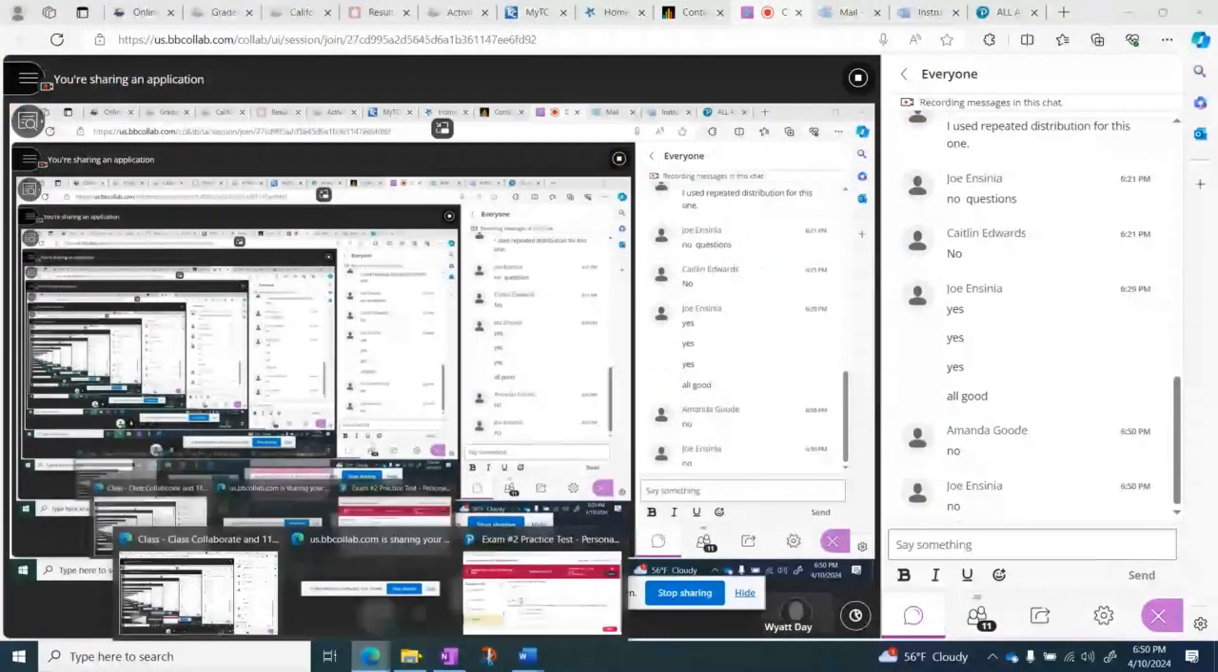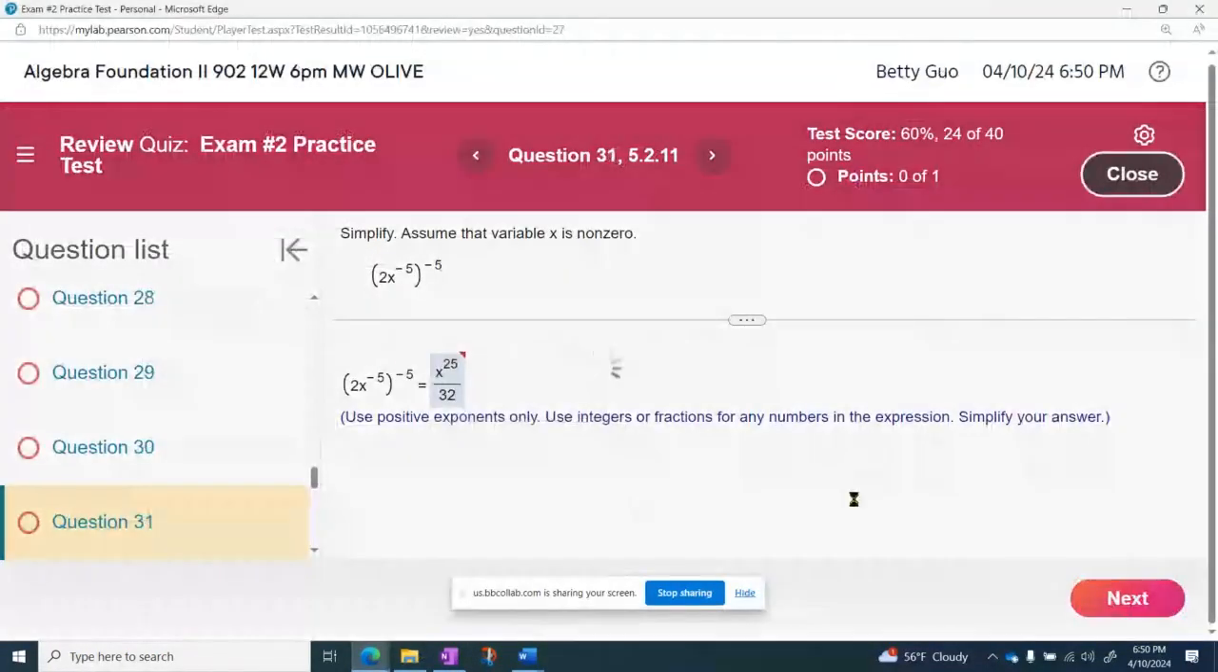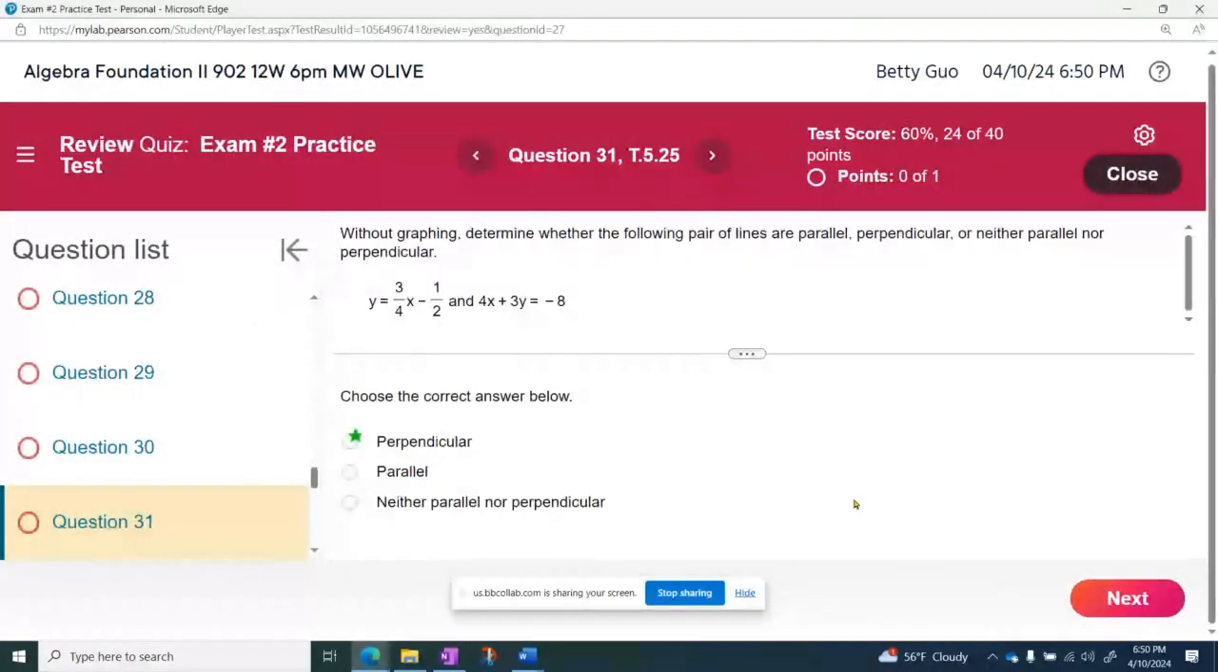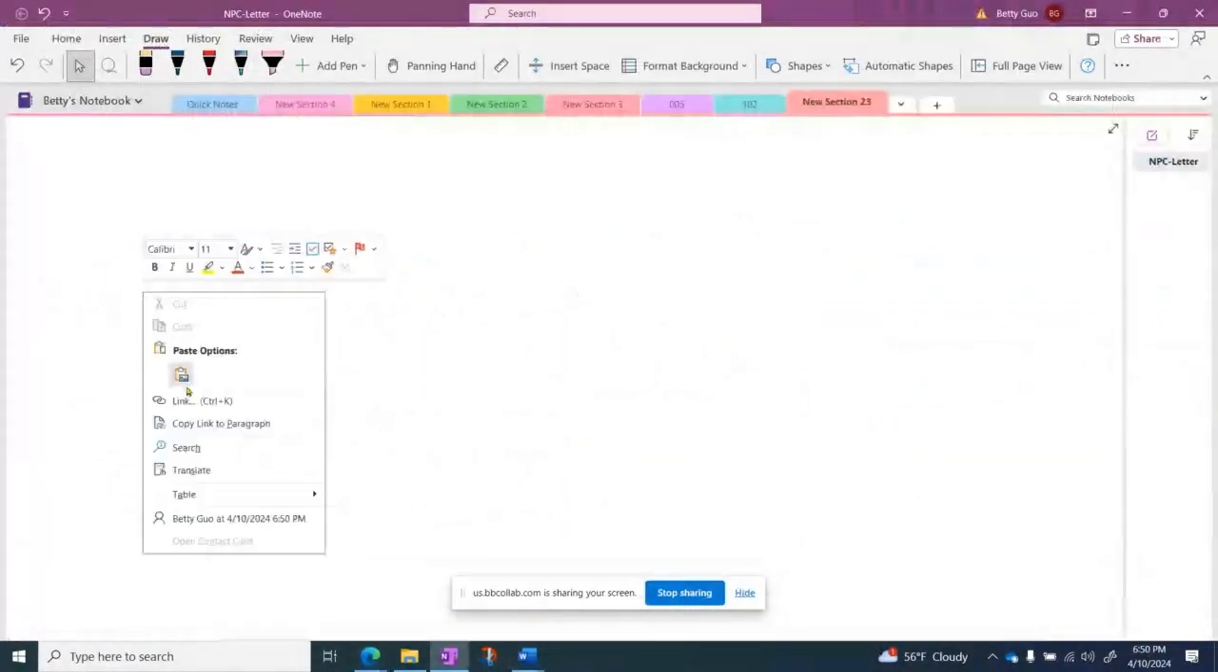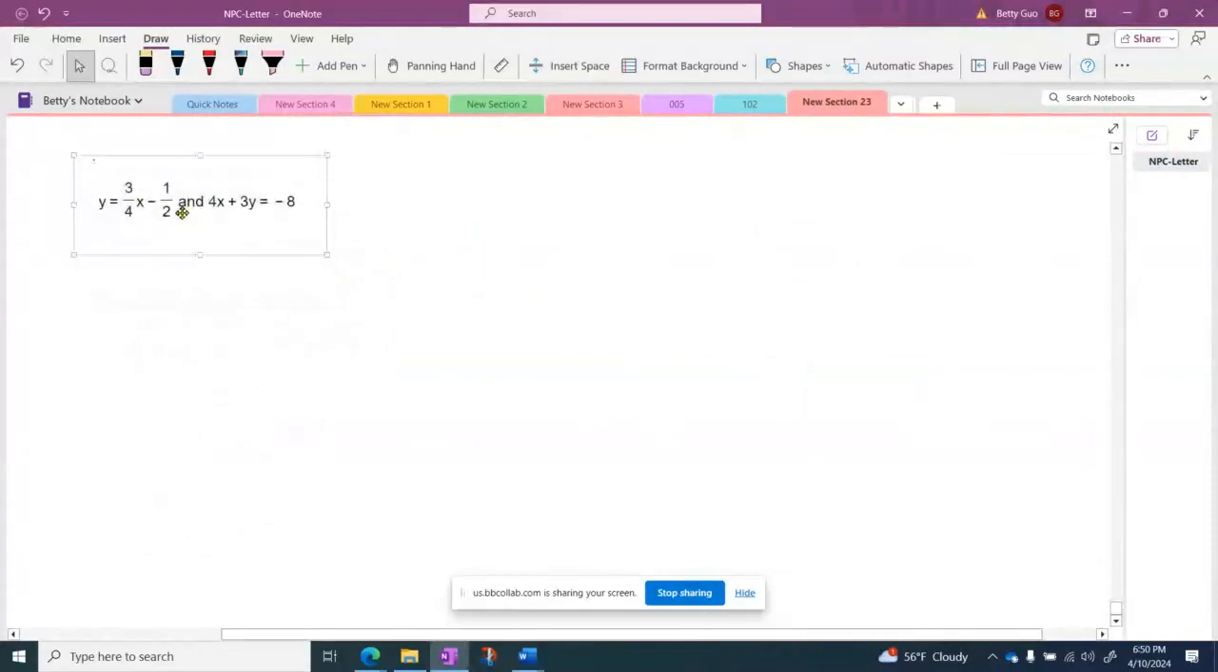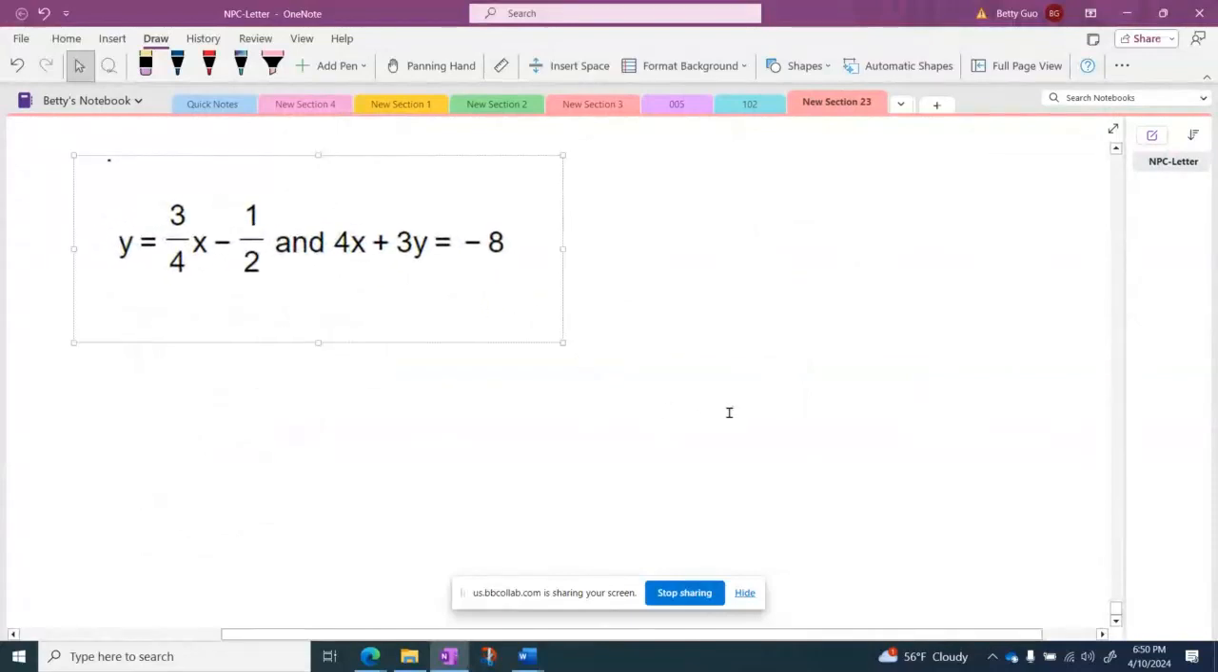Okay, so let's move to the next question. Without the graphing, determine whether the following pair of lines are parallel, perpendicular, or neither. Okay, let's not look at the answer. Let's do that on my note.